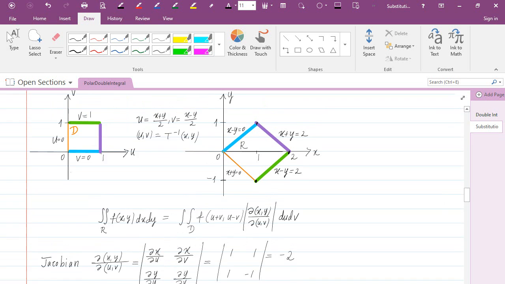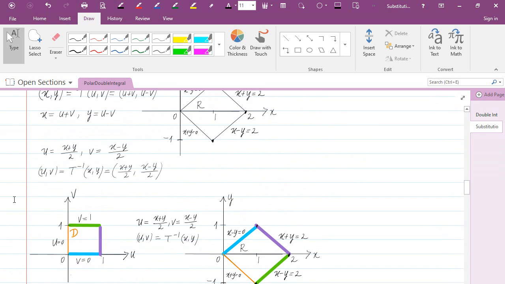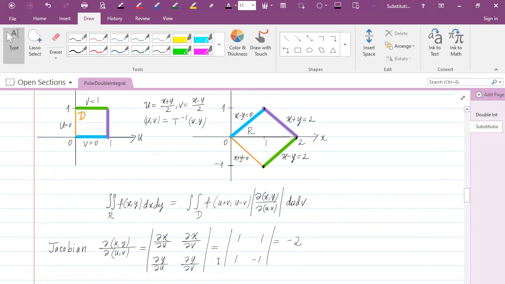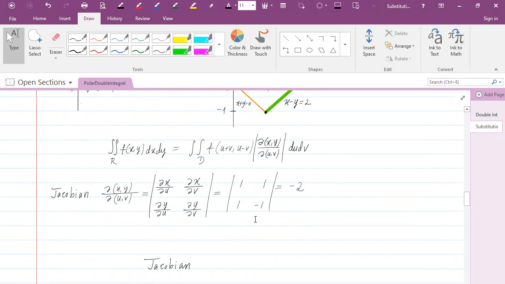Now, recall that x is u plus v, so the partial of x with respect to u is 1, the partial of x with respect to v is 1. The partial of y with respect to u is 1, the partial of y with respect to v is -1. So if we plug those in, we get the 2 by 2 determinant 1, 1, 1, -1, and the determinant is -2. So that's what's going to go in this second factor right here. Again, we're taking the absolute value of that, so this extra factor here would be 2 in this case.